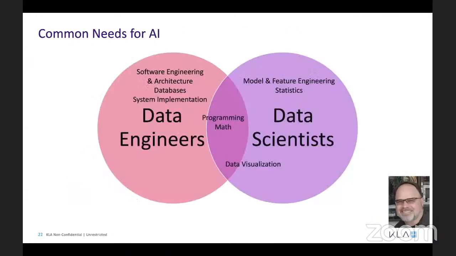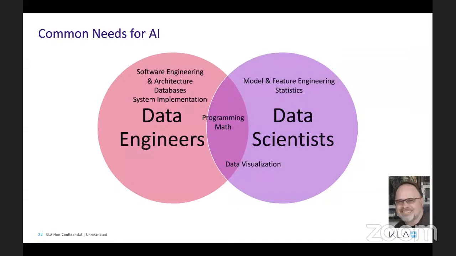Another common problem for AI is in terms of building the capabilities to train and use these models. And so we need engineers across a wide variety of disciplines, both on the data engineering side and the data scientist side. And there's some overlap in between them. And so you've heard talks more maybe about the data scientist side, where they're creating models, doing feature engineering, more statistical based stuff and data visualization to understand the data.